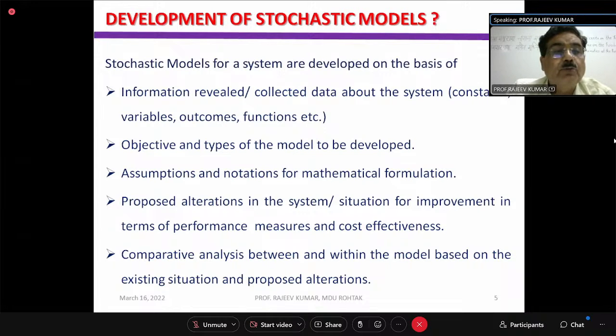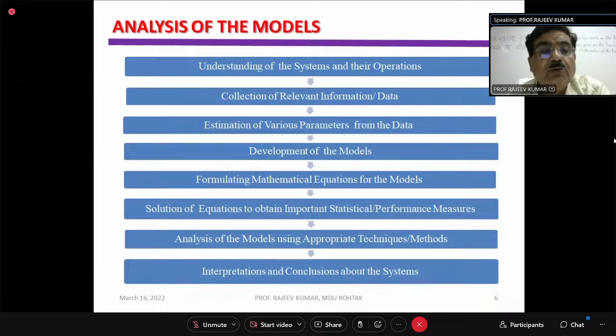So these things have to be taken care of, and once the objectives and assumptions are clear for that particular situation or model, we can have a mathematical formulation, and then successively draw models. Those steps are the same. I'm just showing the slide that we discussed yesterday. The procedure is the same. Here you have to understand the system, its operation, and collect relevant data, if it is possible.